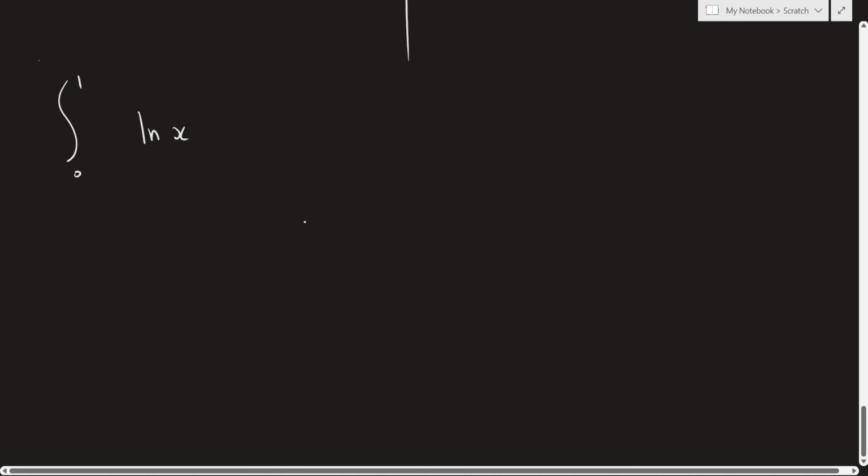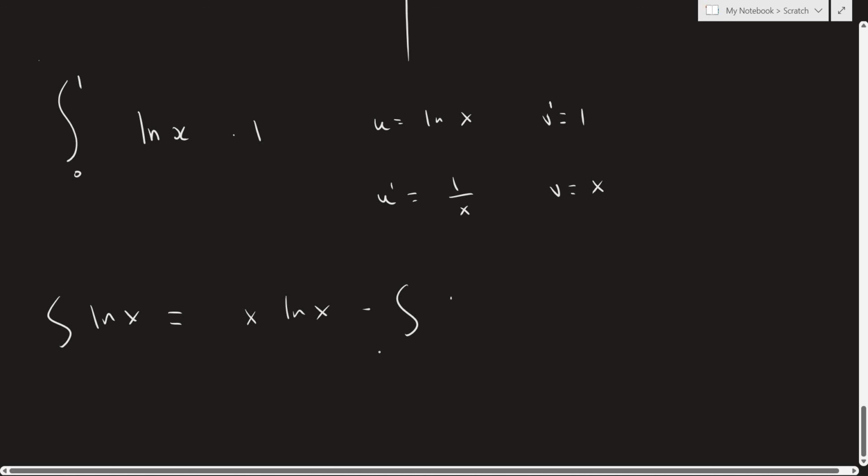Okay, so ln x between 0 and 1. So I should find the integral first. I cannot find the integral of ln x directly. So what I'll do is multiply by 1 and apply integration by parts, where u is equal to ln x, while v prime is equal to 1. The derivative of ln x is basically 1 over x, and the integral of 1 is x. So apply the rule, which is uv minus the integral of u prime v. I'll keep 0 to 1 at the end. It equals x ln x minus the integral of 1 over x times x, which is 1. And the integral of 1 is basically x.